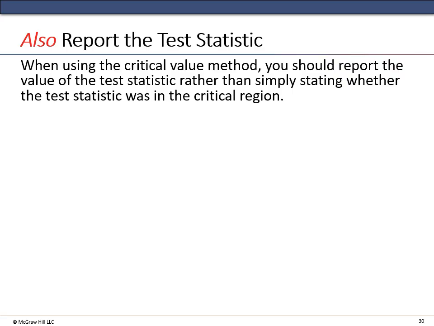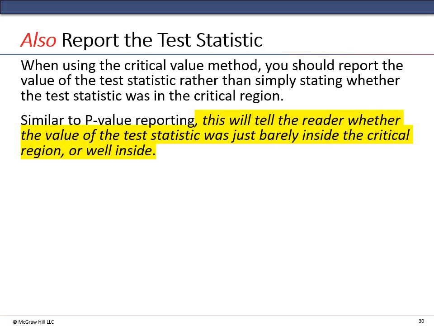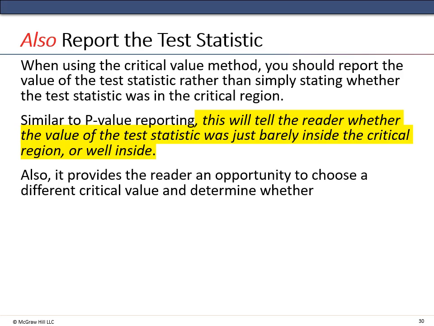Also, you should report the test statistic. When using the critical value method, you should report the value of the test statistic rather than simply stating whether the test statistic was in the critical region. This is again about how close it is. This will tell the reader whether the value of the test statistic was just barely inside the critical region or well inside. It also provides an opportunity to choose a different critical value and determine whether the null can be rejected at a different level.